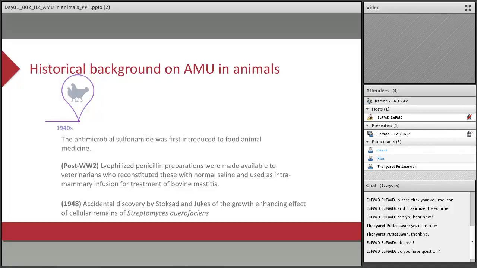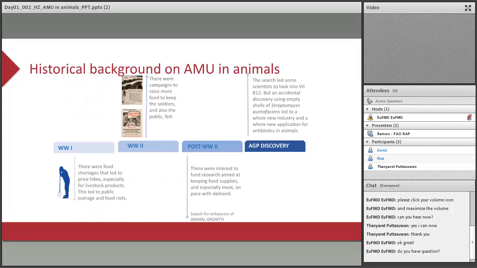And antibiotics are also given to food animals for growth promotion and for prophylactic medicines. Because in 1948, two scientists, Stokstad and Jukes, accidentally discovered that the cellular remains of Streptomyces, this is one type of antibiotic, have an effect that contributes to animal growth.